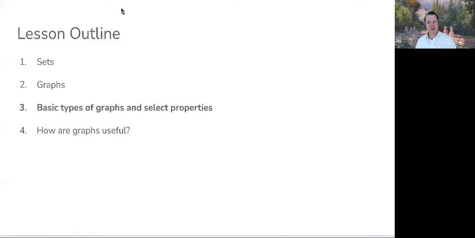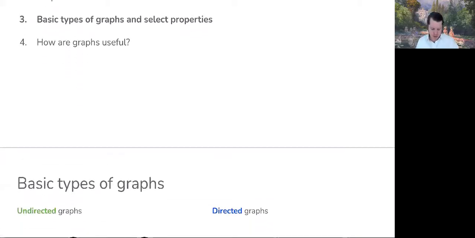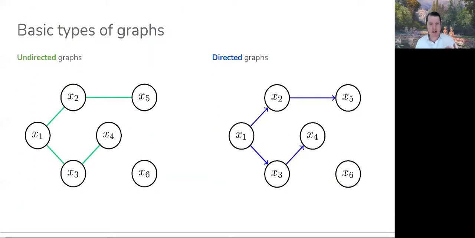Howdy and welcome back. So we're going to continue our discussion by discussing a couple of basic types of graphs along with some select properties thereof. So the first type of graph that I'd like to introduce is going to be an undirected graph. The mantra of this graph is going to be that its edges are bidirectional and you can move, say, from one node x1 to x2 and back across the same edge from x2 to x1.